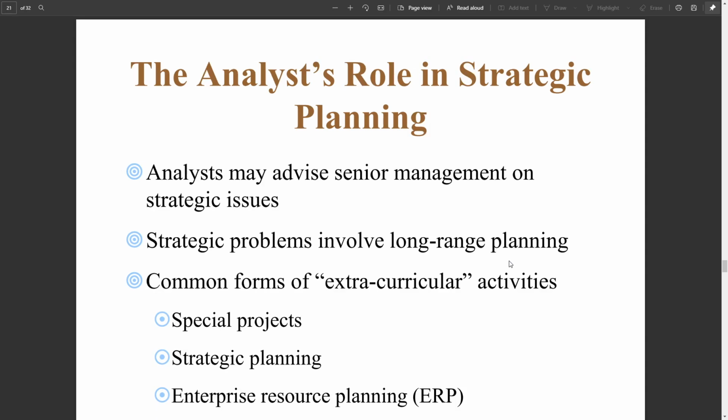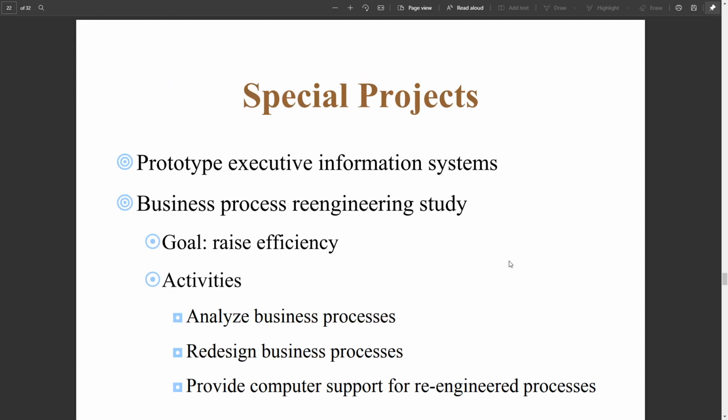So, the analyst's role in strategic planning. Analysts may advise senior management on strategic issues. So the problems may involve long-range planning. The common forms of extracurricular activities are special projects, strategic planning, and enterprise resource planning.